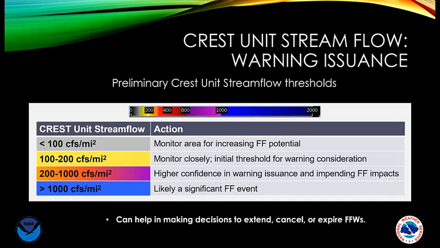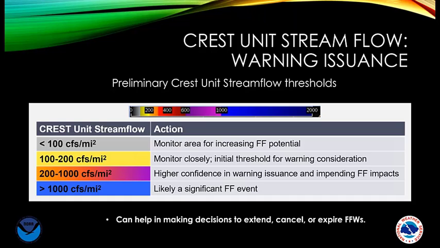Now, here's the preliminary guide for unit streamflow thresholds. Less than 100. No, we're going to go with imperial units. Less than 100 cubic feet per second per mile squared, we'll just monitor it. You probably won't have any flash flood, but maybe some increasing flash flood potential. 100 to 200 CFS per mile squared, monitor closely. You may want to start considering where, if I need to issue a warning, when it may be soon and for what area.